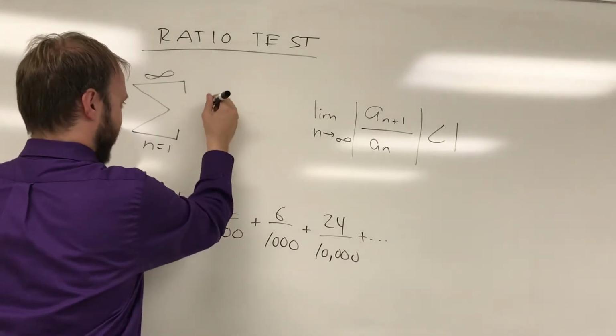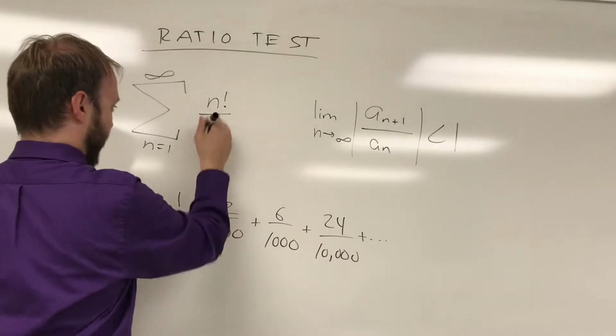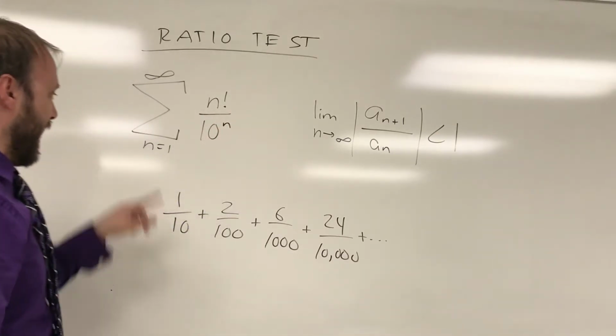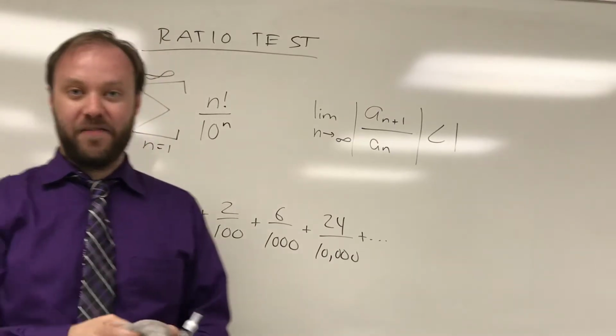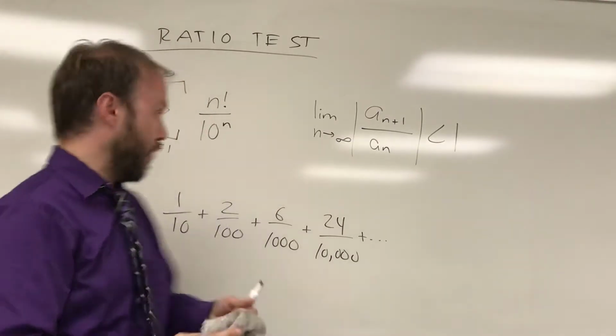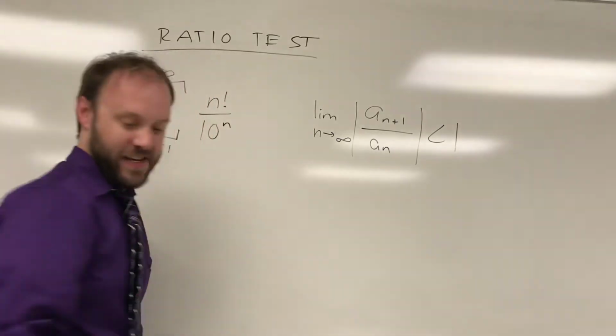We've got an n factorial in the numerator, and we've got powers of 10 in the denominator, and so that would be 10 to the n. And I would sub a few numbers in there and make sure it really generates that series. So just keep that in mind. If I give you a series of numbers, you may have to write the formula that would generate it first before you can apply some of these tests.